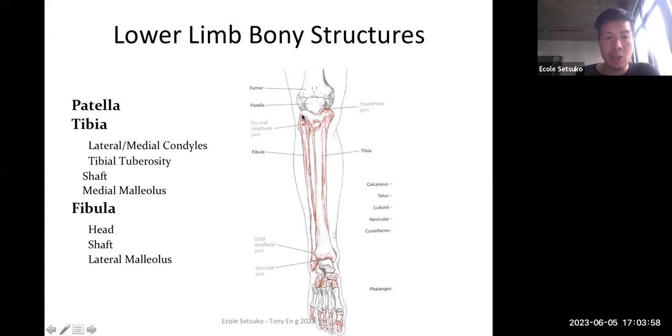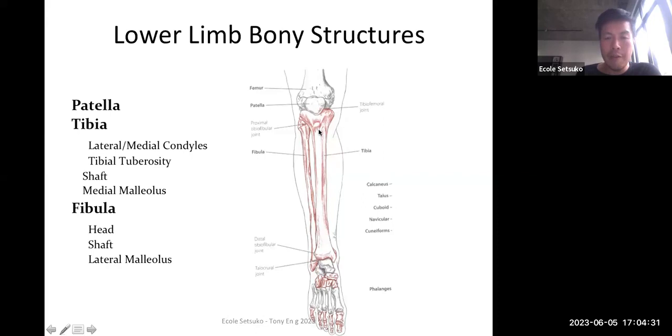So the tibia also has epicondyles, lateral and medial epicondyles on each side. And then right in the middle, if you go straight down from the patella, you have the tibial tuberosity. So the best way to find the medial and lateral condyles or epicondyles of the tibia is to find the tibial tuberosity and go to each of the ends right here and feel for the bumps. That's the easiest landmark to find. And then you have the shaft, all right?